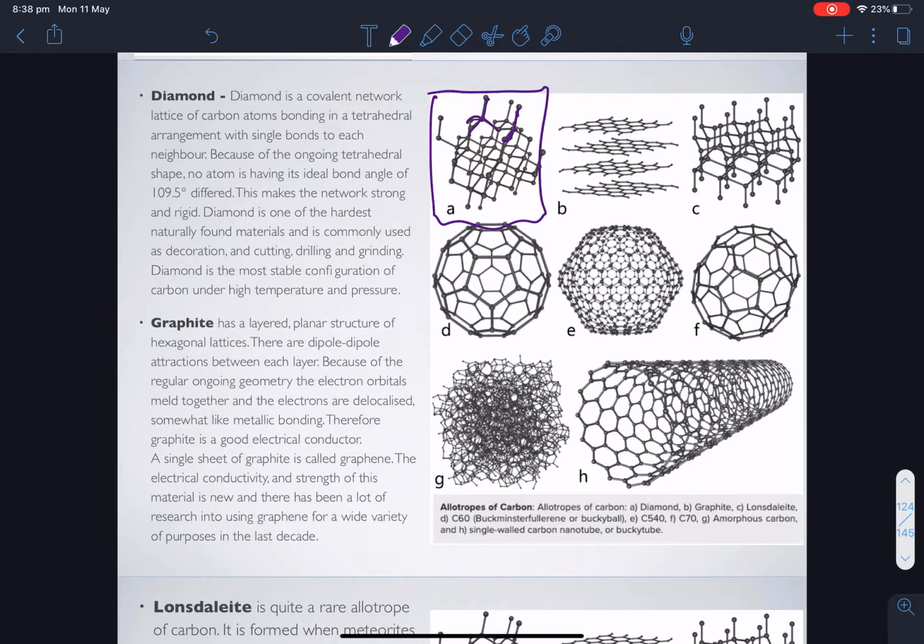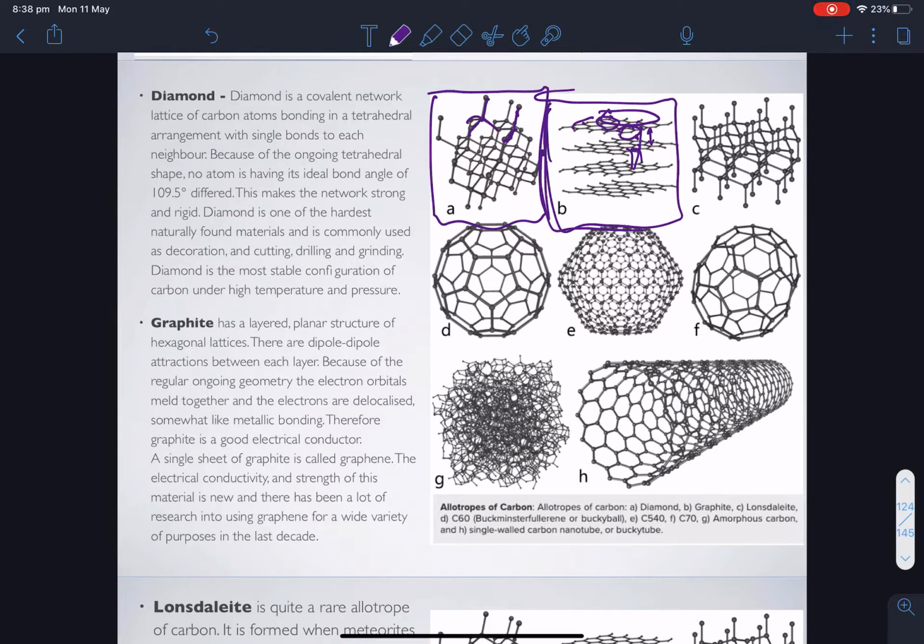Anyway, let's move on. Graphite. Graphite is B here. That's the other most common one that muggles know. Graphite has hexagons all in a layer, so that's sheets of hexagons in a hexagonal arrangement. There are dipole-dipole attractions between these layers. There's this funny thing that electrons do when they're shared: they end up sitting above and below, and you get a dipole-dipole attraction between subsequent layers.